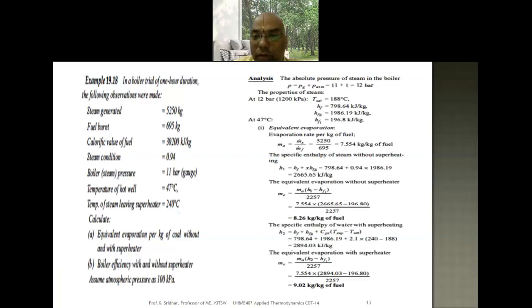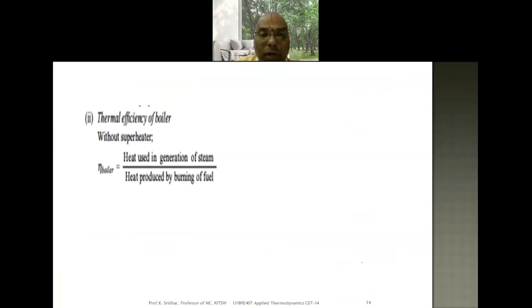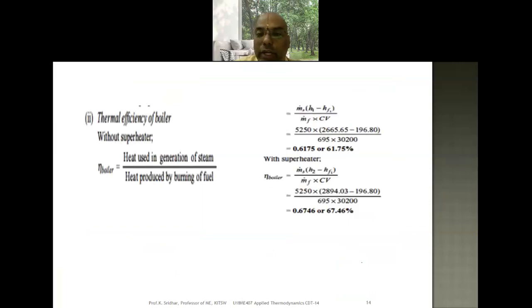First of all, you write down the given data, using the same empirical relationships. First you calculate the value of the equivalent evaporation per kg of coal, which is 9.02 kg per kg of fuel with the same formulas. The last bit is the thermal efficiency of the boiler without superheater and with superheater. Is there any difference? Without superheater, we have 61.75 percent. With superheater, we have 67.46 percent. So approximately a 6 percent increase in efficiency is obtained with the superheater.